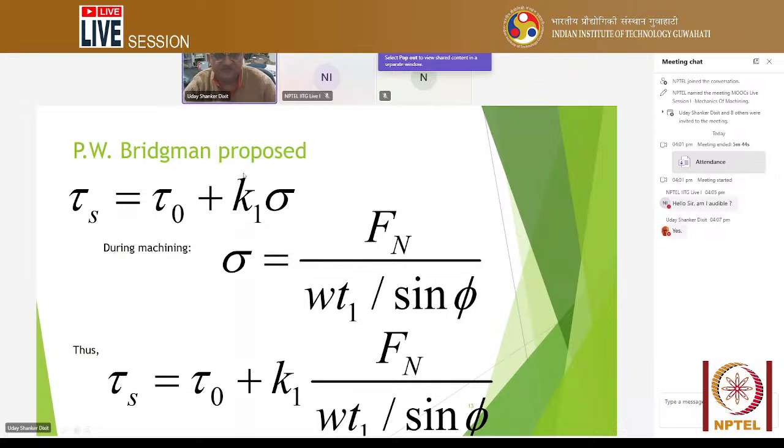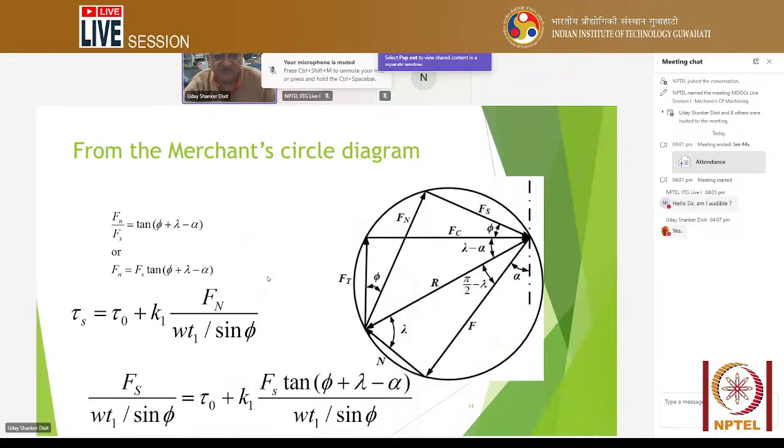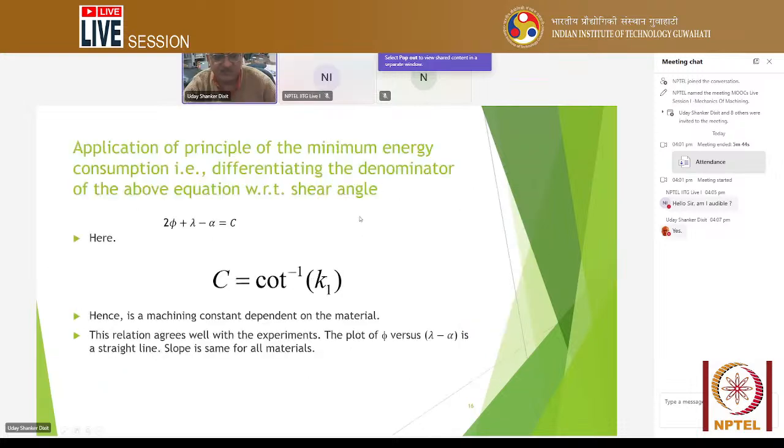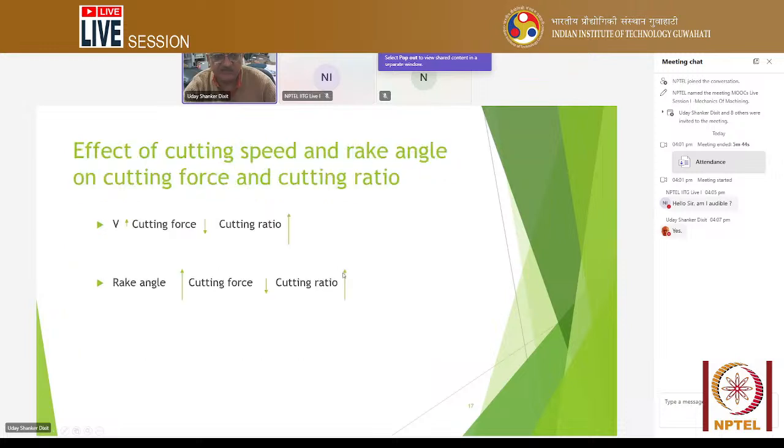So P.W. Bridgman proposed that if there is a compressive force acting on a surface, then its fracture resistance will improve. Based on that, he has given that relation, and you differentiate and you find out that C is equal to cot inverse K.